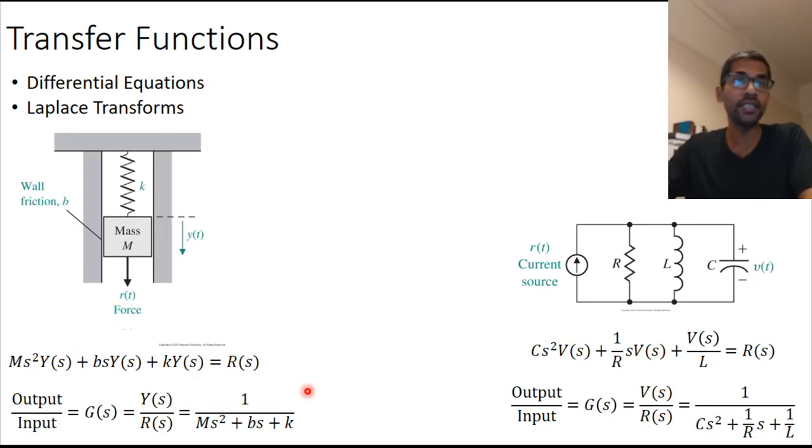Okay, and one of the things that we can do if we get Laplace transforms in this manner is that you can get the transfer functions of the systems. The transfer function is the ratio of the output and the input. So output over input, and we could write this as G(s), which is basically output is Y, the input is R, which is the force here. So Y(s) over R(s), and it is given by this equation.